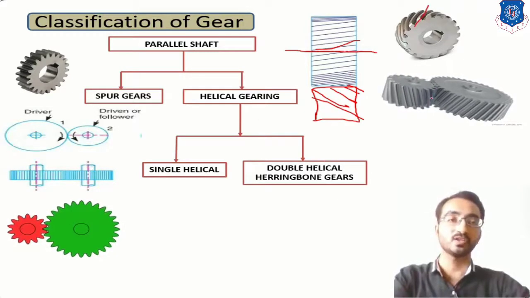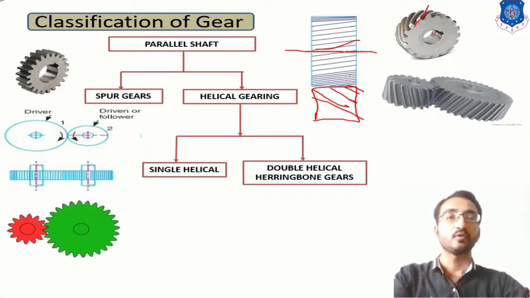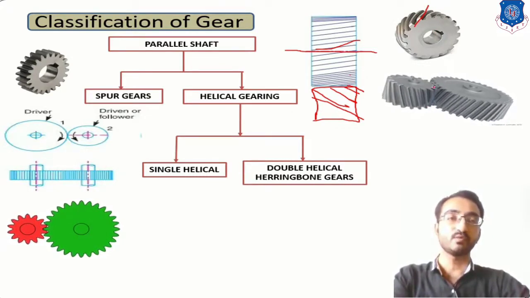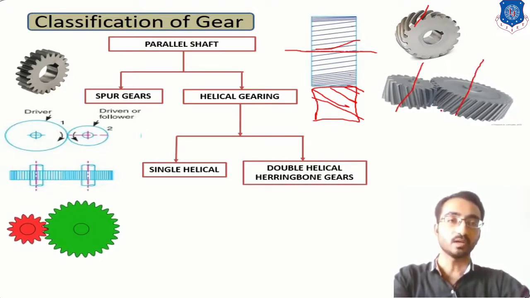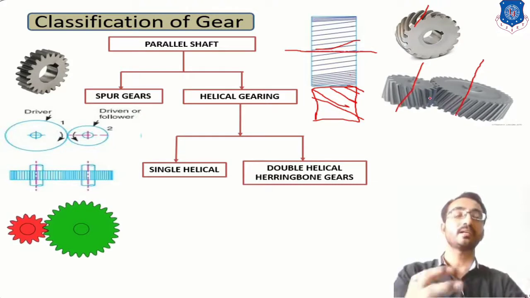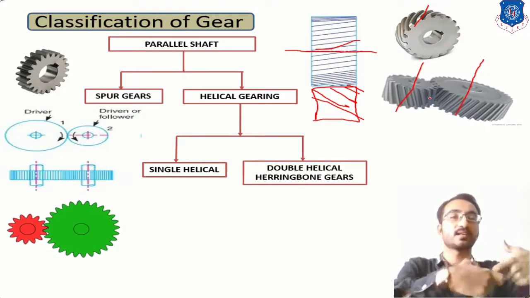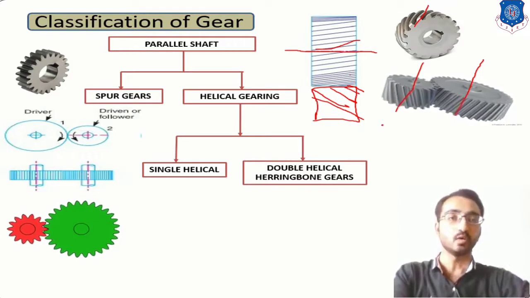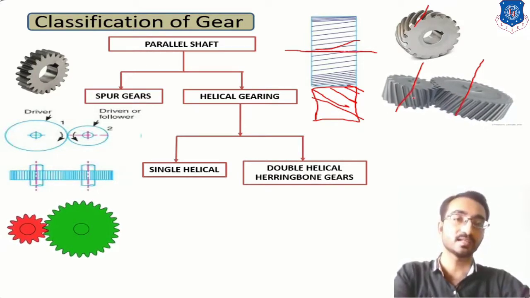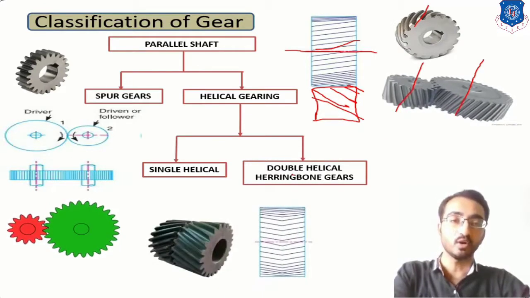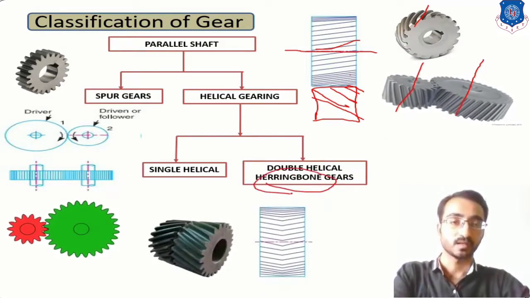Now in case of a helical gear, if you refer to the profile of this gear, you can say that due to engagement and disengagement it will produce axial thrust between two shafts. Because here the engagement is made in such a way that it will produce axial thrust between these two shafts. To eliminate this axial thrust, we can use a double helical or herringbone gear.